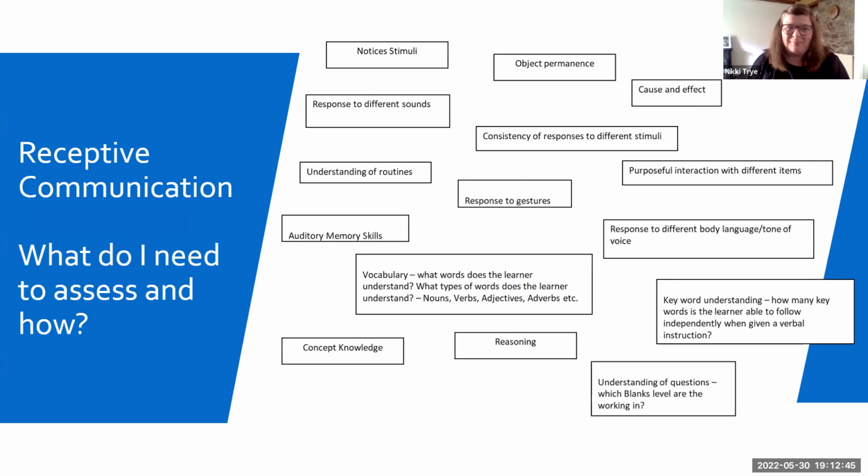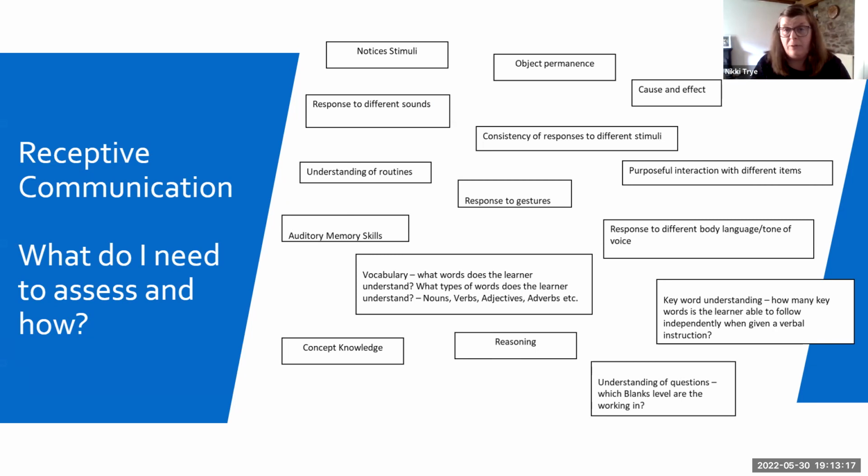Yeah. Okay. So these are all the parts of receptive communication that we may teach our young people as they are building those building blocks. There's a huge amount on here. I think it's good to have as a reference point, because often we have to remind ourselves, okay, what exactly do I need to assess?